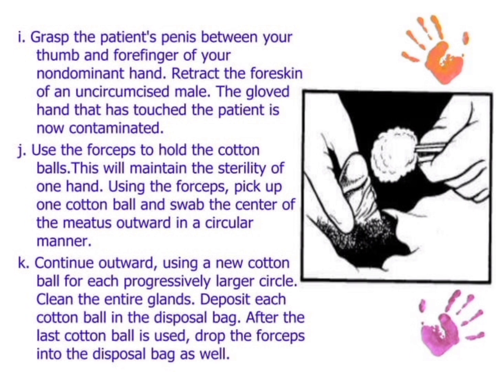Using the forceps, pick up a cotton ball and swab the center of the meatus outward in a circular manner. Continue outward using a new cotton ball for each progressively larger circle. Clean the entire glans. Deposit each cotton ball in the disposal bag. After the last cotton ball is used, drop the forceps into the disposal bag as well.